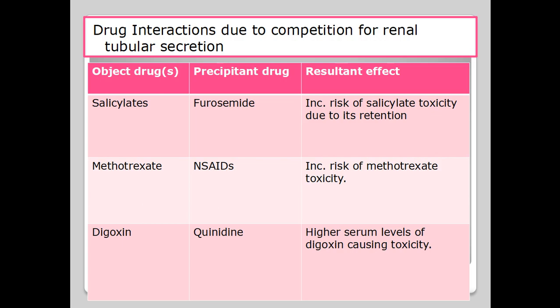Then drug interactions due to competition for renal tubular secretion. Salicylates given along with furosemide, there will be increased risk of salicylate toxicity due to its retention. Then methotrexate given along with NSAIDs, increased risk of methotrexate toxicity. Then digoxin when given along with quinidine, there will be higher levels of digoxin causing toxicity.